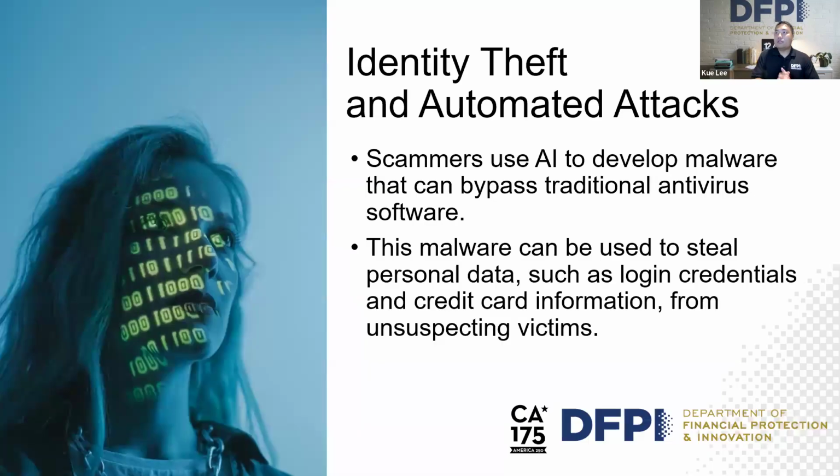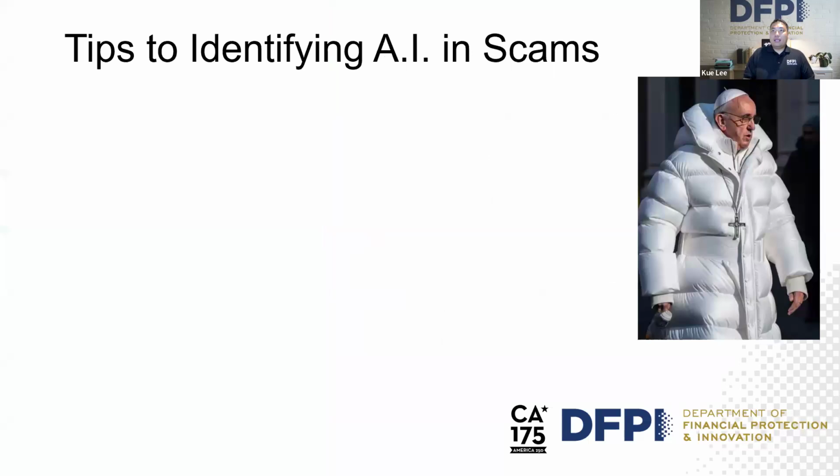Okay, so let's talk about identity theft and automated attacks. Scammers are using AI to develop malware that can bypass traditional antivirus software, so please continually update your antivirus and software when you can. This malware can be used to steal personal data, such as login credentials, credit card information, etc. They're trying to get into your computers, and they're using artificial intelligence to get around antivirus and firewalls. Let's talk about how to identify artificial intelligence.